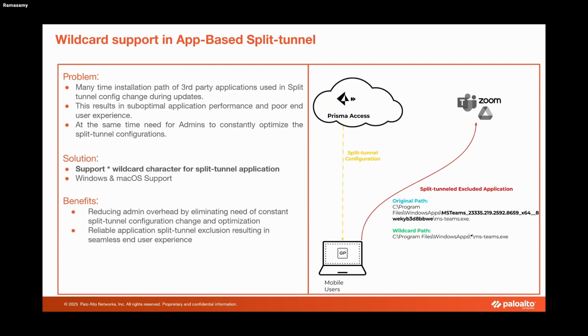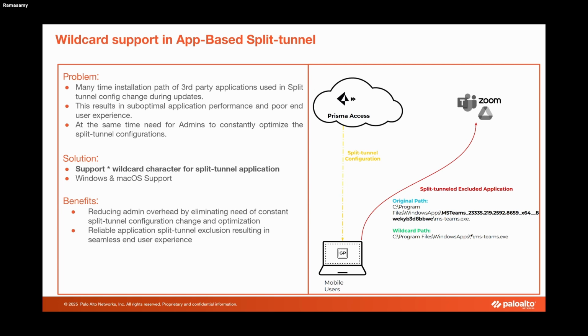From GlobalProtect 6.3.1, the path of endpoint application can be configured using a wildcard for the application-based split tunnel configuration. In this example over here on the right-hand side, we have configured the split tunnel for the traffic for Microsoft Teams.